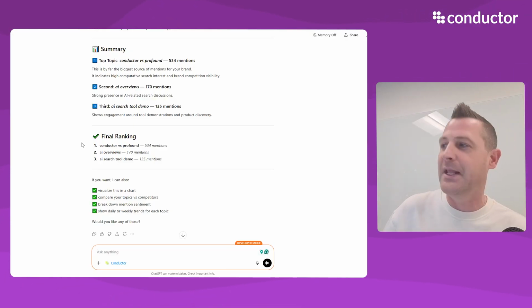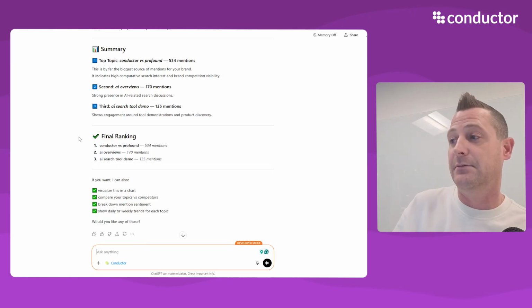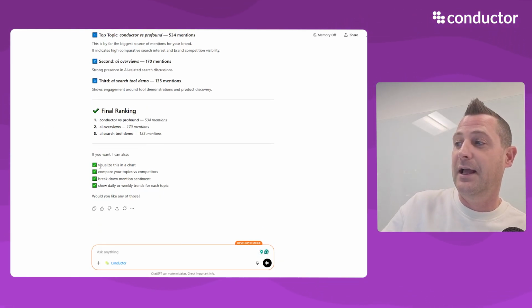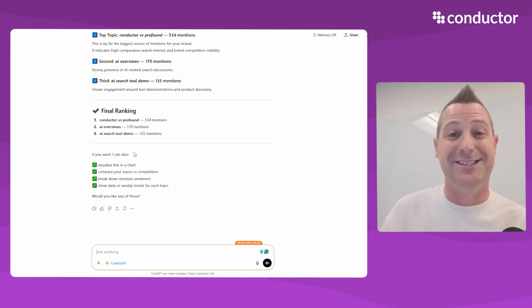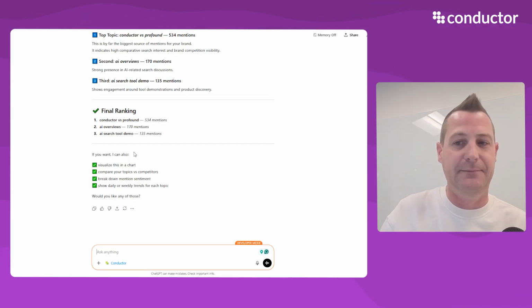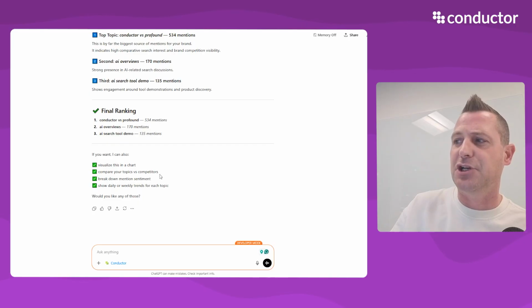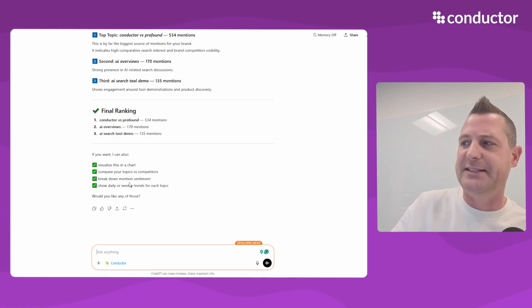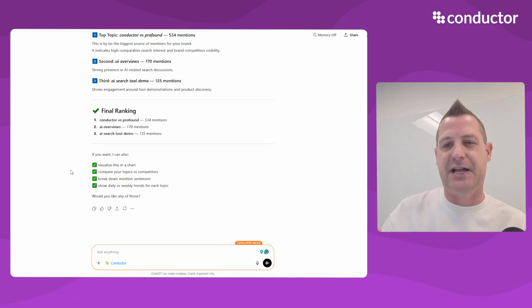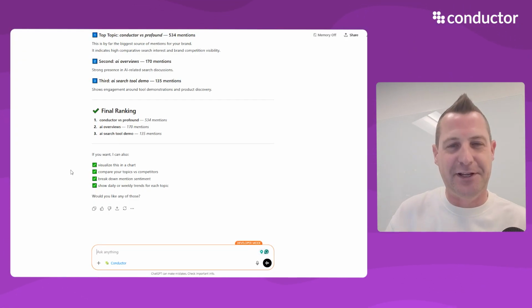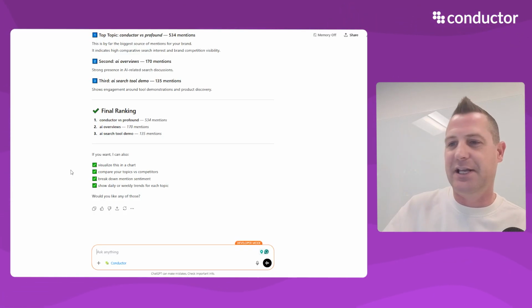Now, the cool part here is that that's not necessarily where it ends, right? Because you can see down here, hey, if you want to, I can also, and this is really the powerful part of what this is all going to be, right? It doesn't stop there. You can keep asking it questions, right? So right here, it's visualize this in a chart, compare your topics versus competitors, break down mention sentiment. We'll get to that. Show daily or weekly trends for each topic. Think about the possibilities of everything that you could ask this connector, and it will come back to you. And just like any other AI chat, it'll give you the answer.